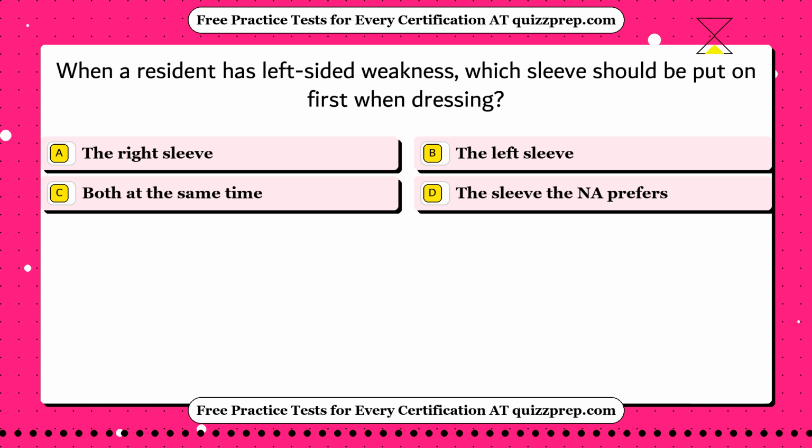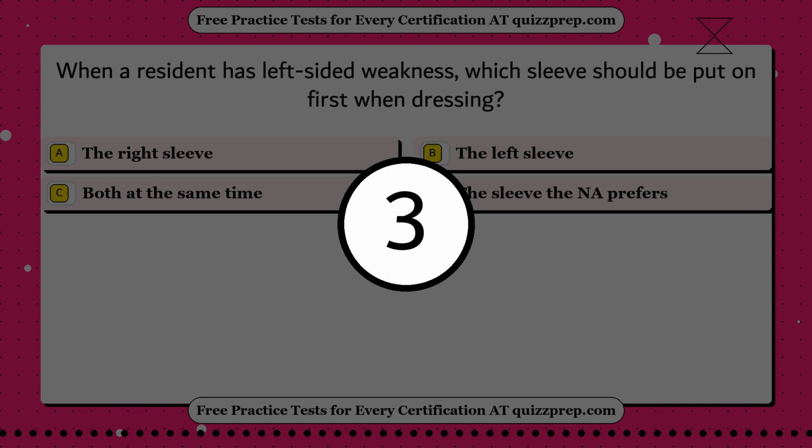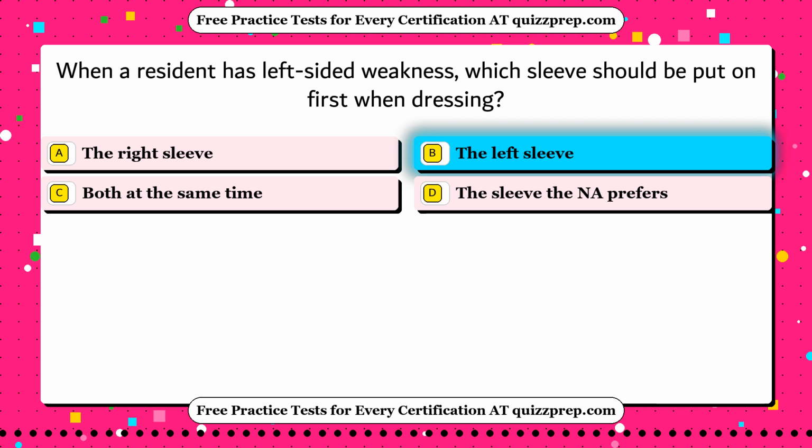Option A, the right sleeve. Option B, the left sleeve. Option C, both at the same time. Option D, the sleeve the NA prefers. The correct answer is option B, the left sleeve.